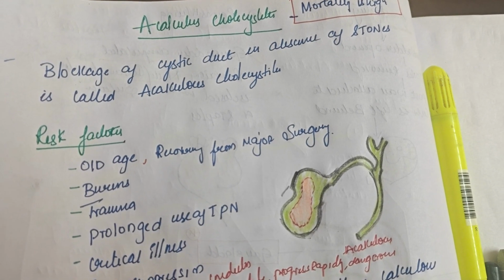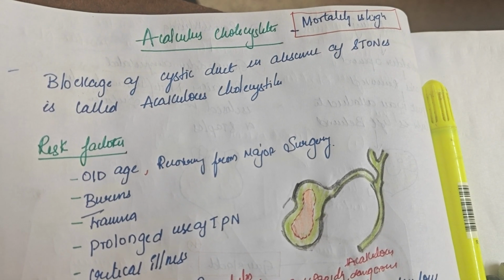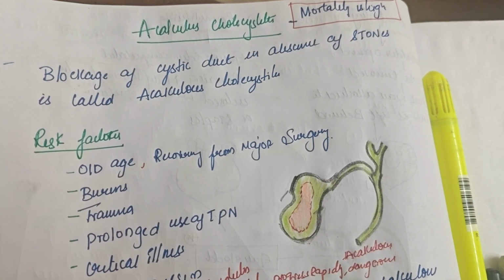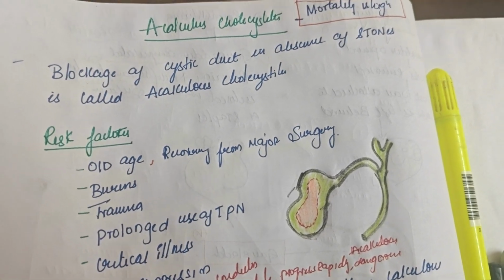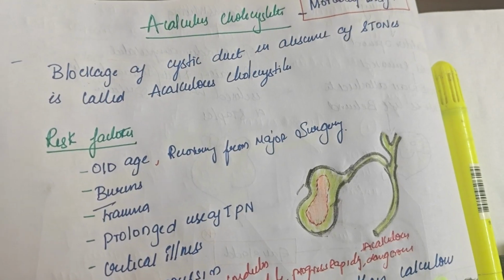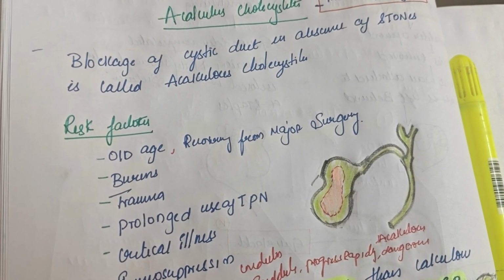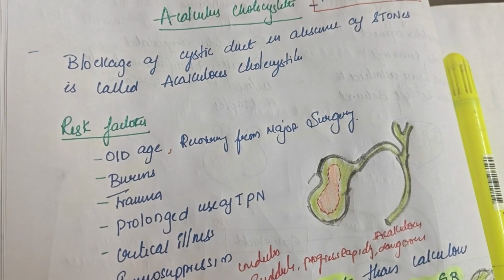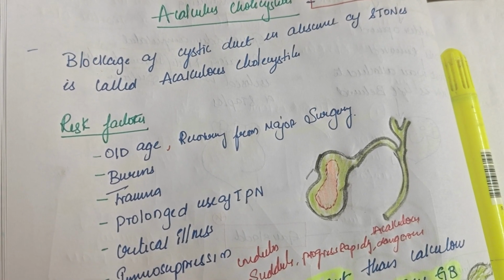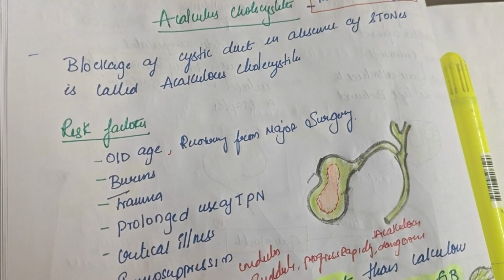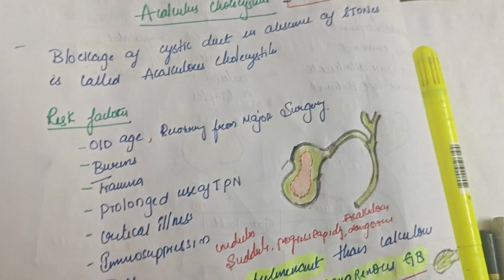The acalculus cholecystitis mortality is high, right? And what do you mean by acalculus cholecystitis? Acalculus means no stone. Chole in the sense gallbladder, cyst, cholecyst is a gallbladder. Itis is inflammation. So it's a blockage of the cystic duct, right? Blockage of the cystic duct in the absence of stones is called acalculus cholecystitis.